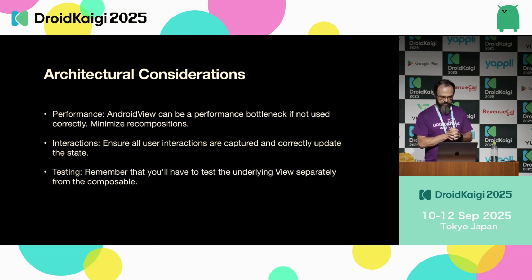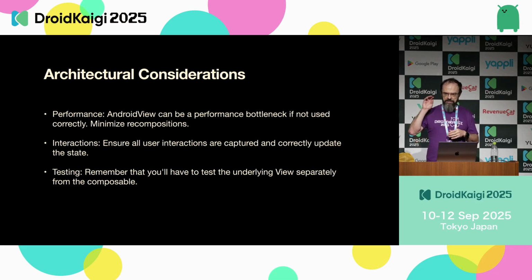Some considerations. Performance. AndroidView can be a performance bottleneck if it's not used correctly. We have, in fact, some performance troubles with Android Compose, especially when we're using clustering with many markers, and the performance is notably worse than the standard view system, especially when using thousands of markers. So minimize recompositions as much as you can. Make sure that all the user interactions are captured and correctly update the state.